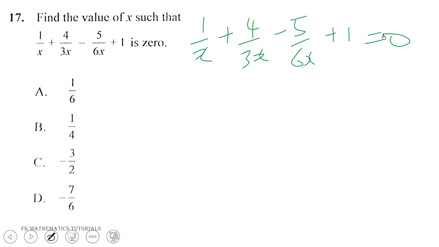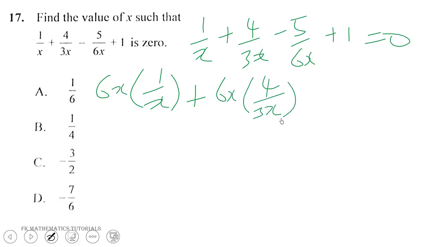So let's multiply everything by 6x. 6x times 1 over x, plus 6x times 4 over 3x, minus 6x times 5 over 6x, then plus 1 times 6x, which is 6x, is equal to 0 times 6x, which is 0.